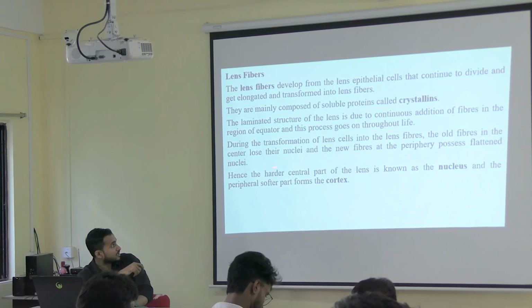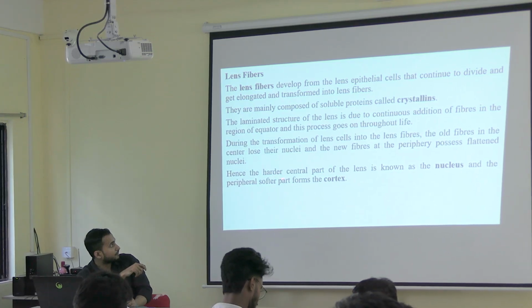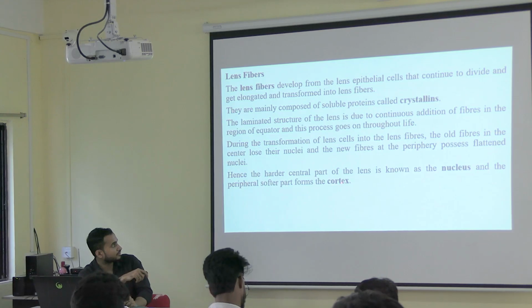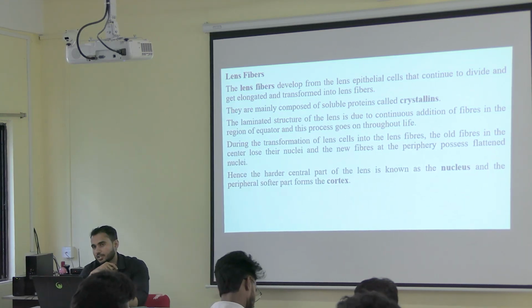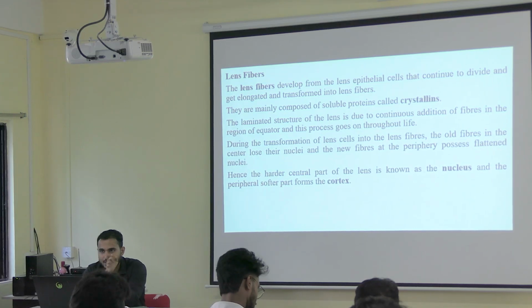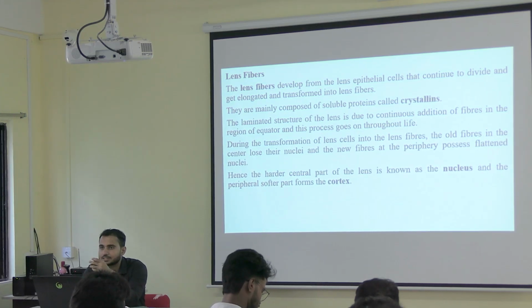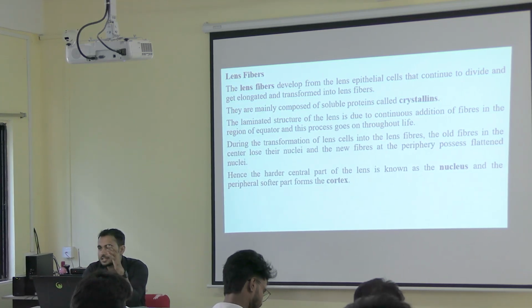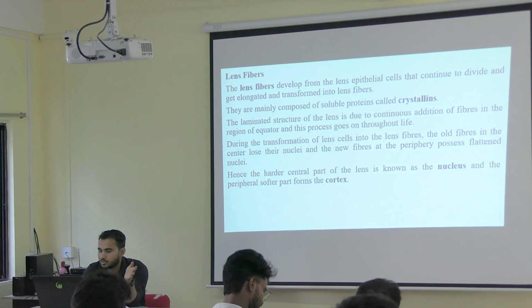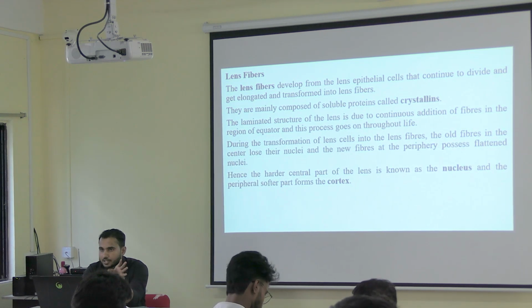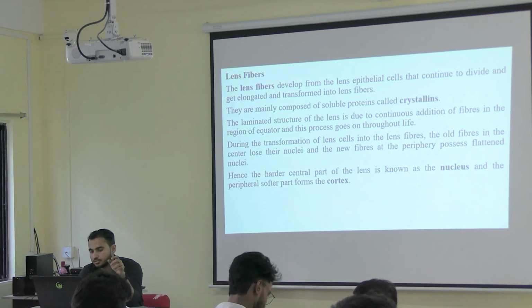Okay, next, if you see, the central part is harder, and that is called the nucleus, and the peripheral part of the lens is softer, and it is called the cortex. Why? Because at the central part of the lens, the fibers do not have nucleus, cell bodies, all those things. That's why it is harder. But the cells at the periphery, which are present at the cortex, have all the cellular organelles. That's why they are softer in nature.